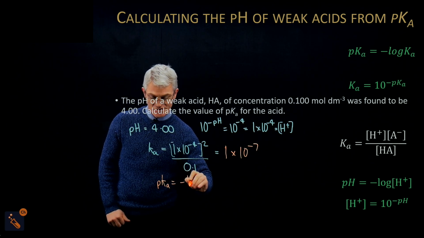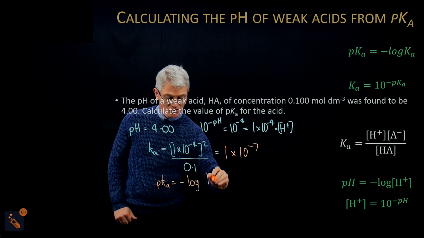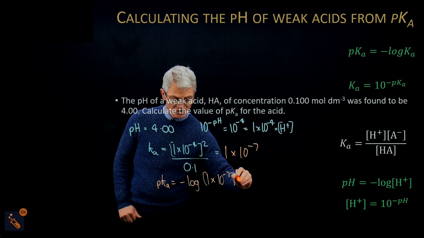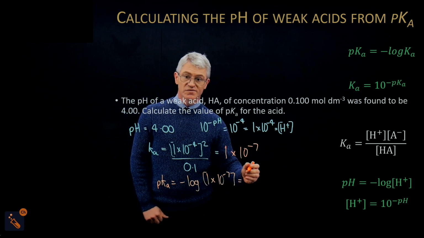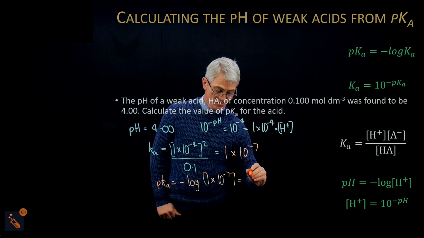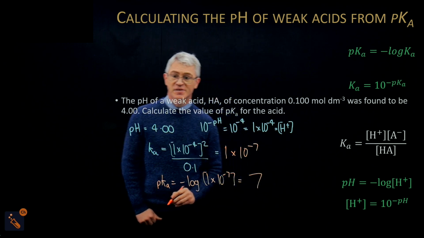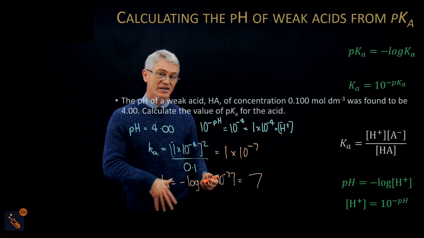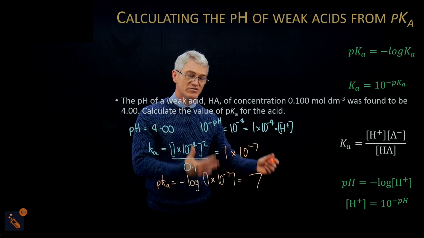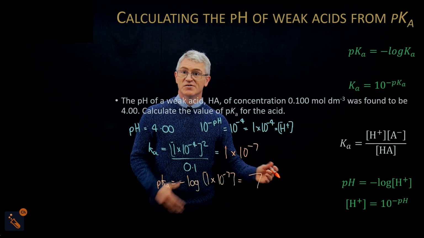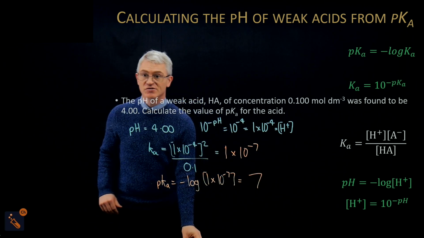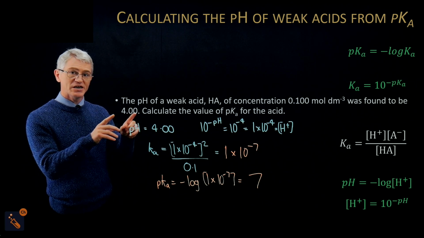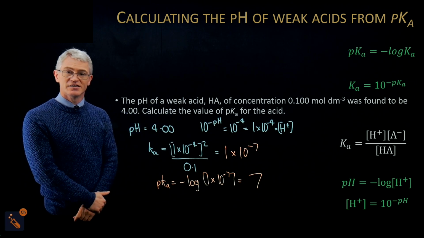So pKa is minus log of 1 times 10 to the minus 7, which is wonderful because it equals a very nice number, which is 7. And it's a pKa, so you don't need to do it to lots of decimal places. It's a whole number, so that's nice. If it had decimal places, obviously report it to 3 sig fig, usually 2 decimal places. And that's how I get a pKa from pH and HA concentration.